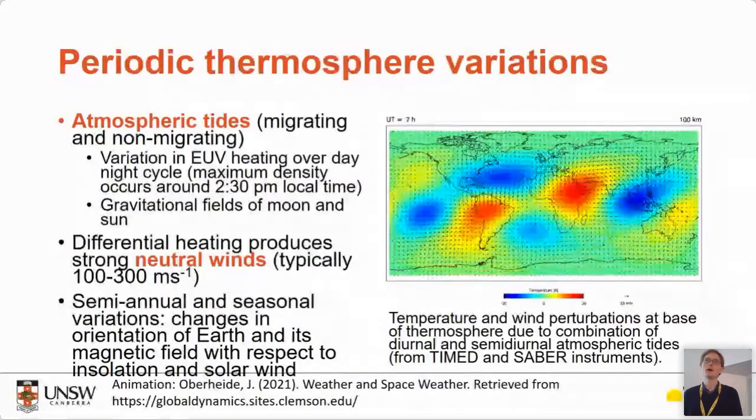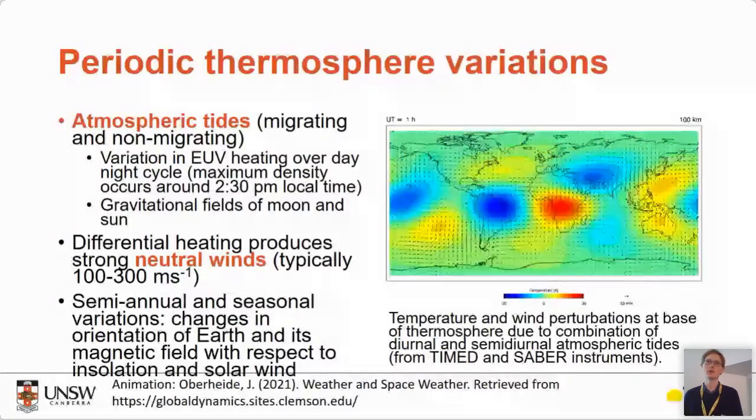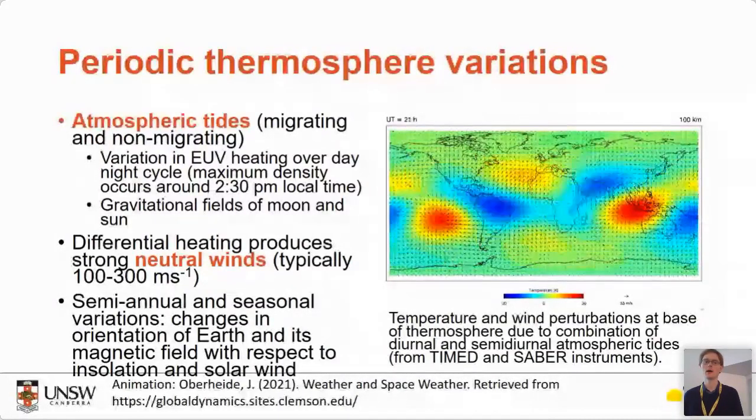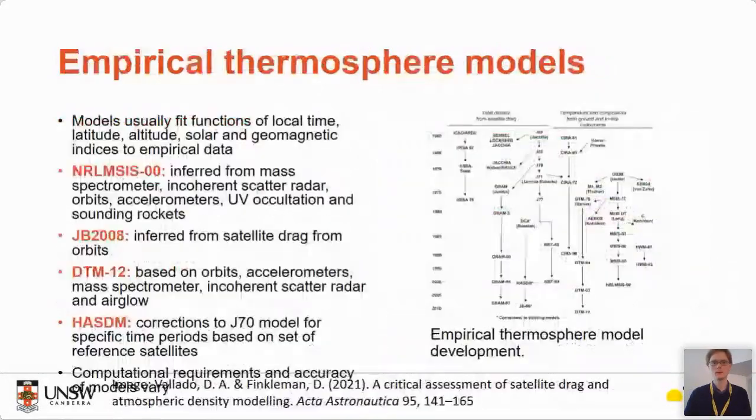There are longer period changes in the thermosphere, which occur due to changes in the orientation of the Earth with respect to the solar wind and with respect to incoming solar radiation as well. This sort of climatological variability in the thermosphere can be described using empirical models. These models represent functions of local time, latitude, altitude, solar and geomagnetic indices fitted to empirical data, which comes from a range of sources.